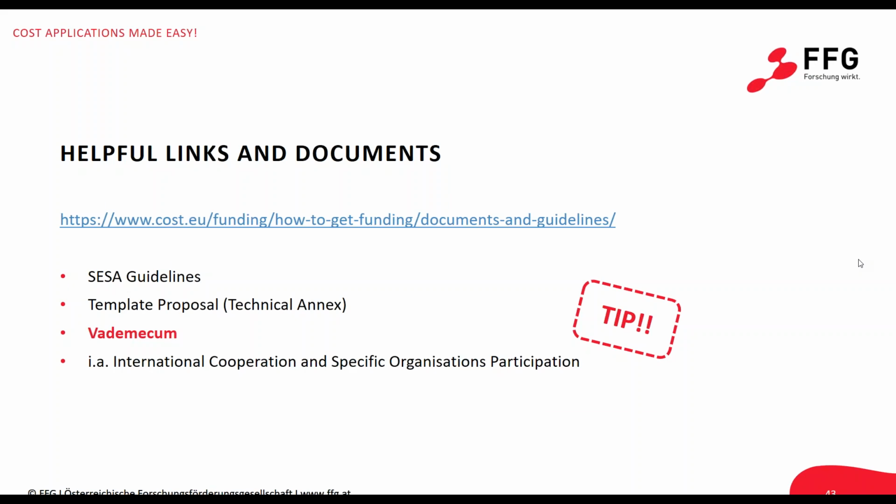Okay, we're coming close to the end. At the end, a few more helpful links and documents. Here on this link, and I was referring to the CESA guidelines before, to your proposal template, to the vademecum, you will find all the documents you need via this provided link. Again, the vademecum is really something that you don't necessarily need to set up your proposal, but I think it's good to read through it to know already how COST Actions are run, what kind of network activities you have. So it's really useful to read through that too.